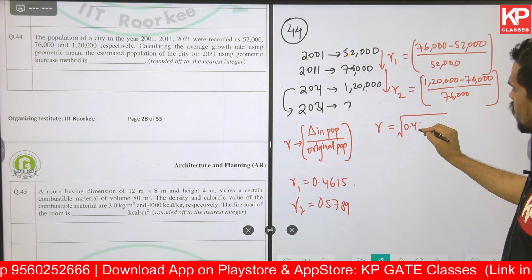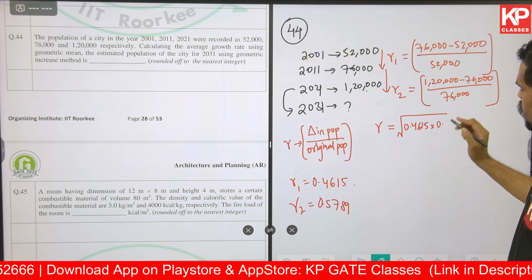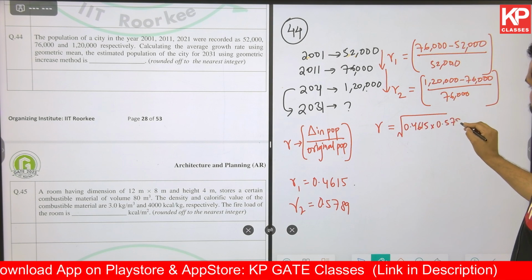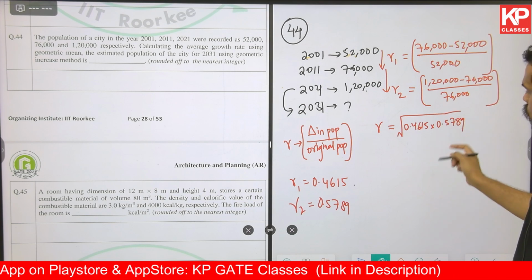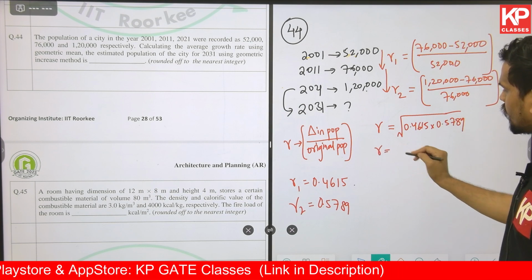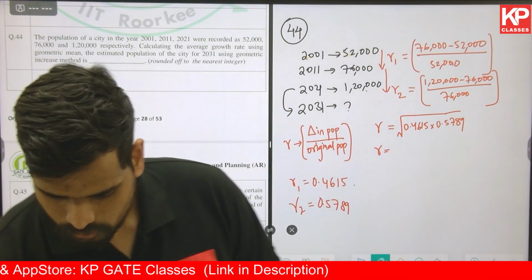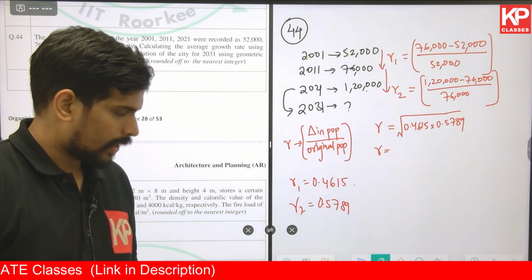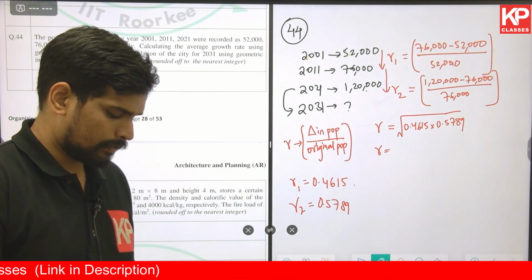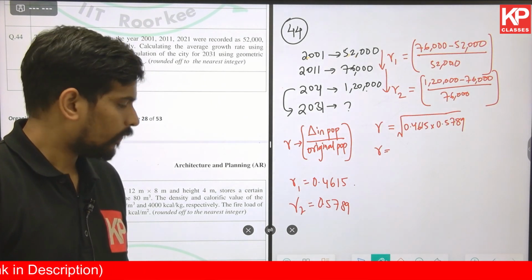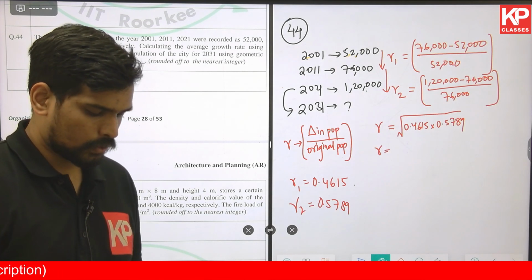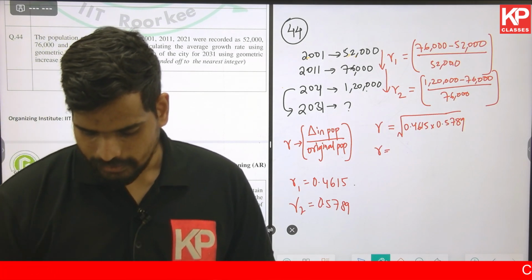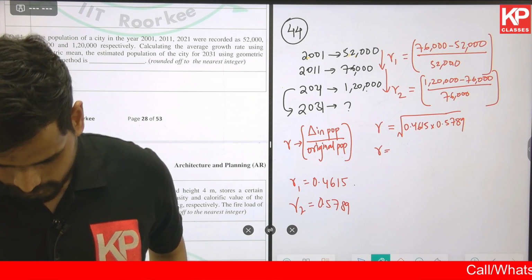That is 0.4615 into 0.5789. So root over R1 into R2. So the growth rate is coming out to be, find out the square root of the product of these two, square root of 0.4615 multiplied by 0.5789, square root of that. Use brackets properly when you use the scientific calculator.